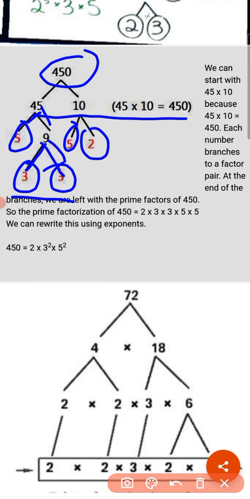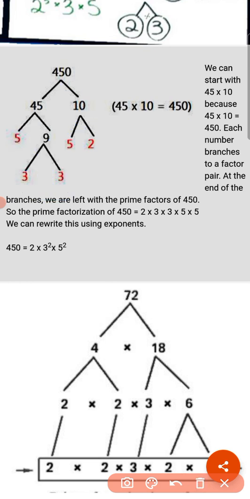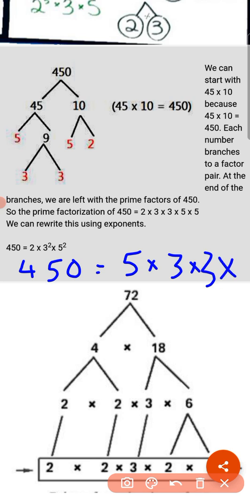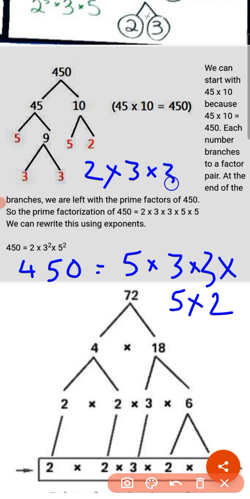Finally, our answer: write all prime numbers. 5 into 3 into 3 into 5 into 2. Write these numbers in ascending order, children. So 2 into 3 into 3 into 5 into 5.